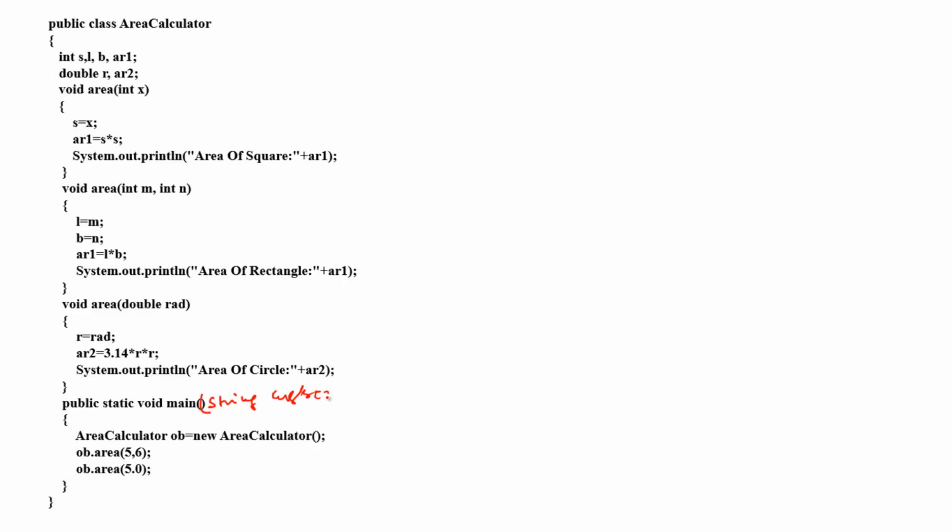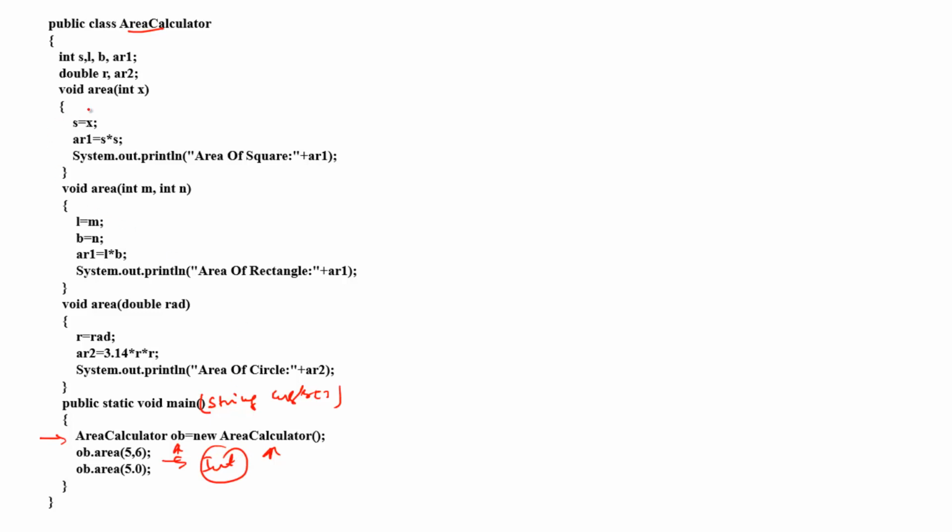ARGS is not there, okay. And here the program will start from here, area calculator. This is the class name, and this is the object, and this is the constructor here. We know the constructor. Now here it is passed 5, 6 and 5.0. When it is passed 5, 6, these two values are integer type, int type.